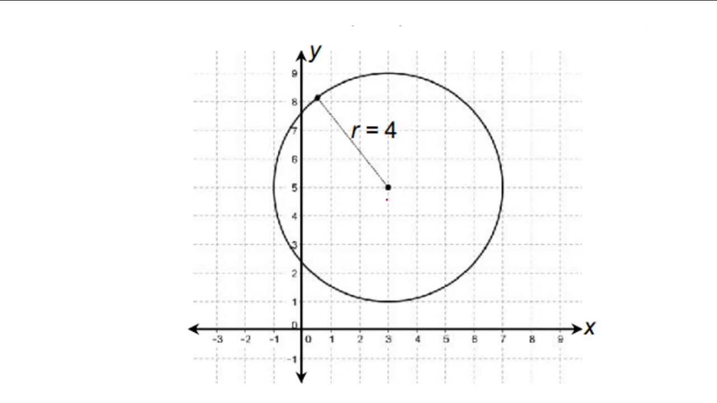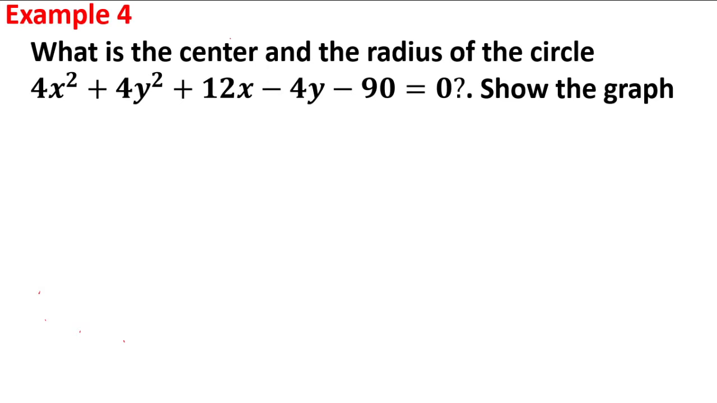No? Ang center natin nasa 3 and 5. And then, ang radius natin ay 4 units. Okay? 1, 2, 3, 4. Next. What is the center and the radius of the circle? 4x squared plus 4y squared plus 12x minus 4y minus 90 is equal to 0. And then show the graph.